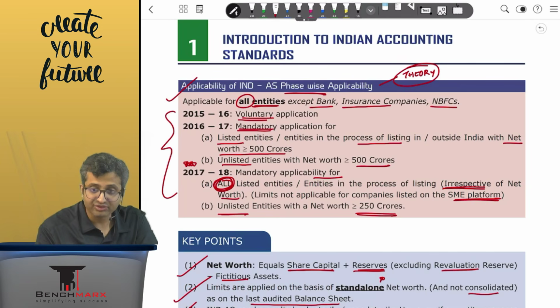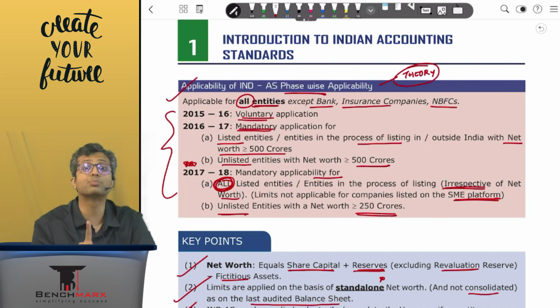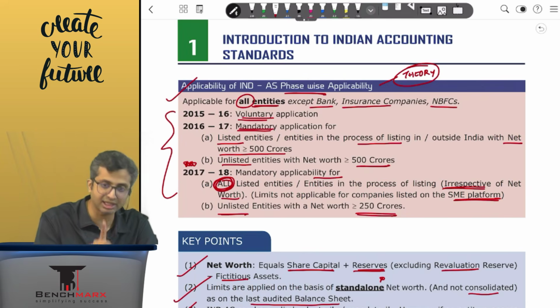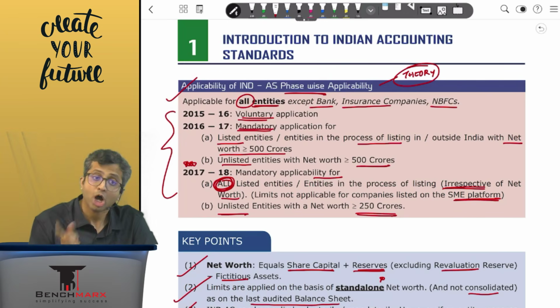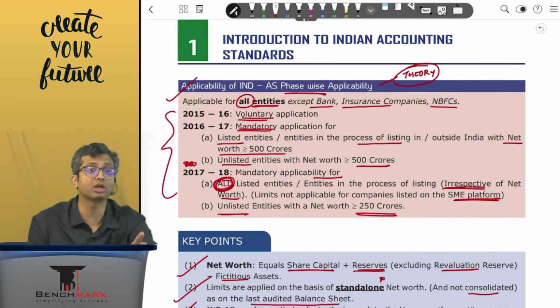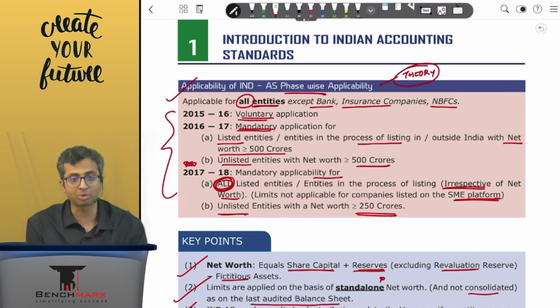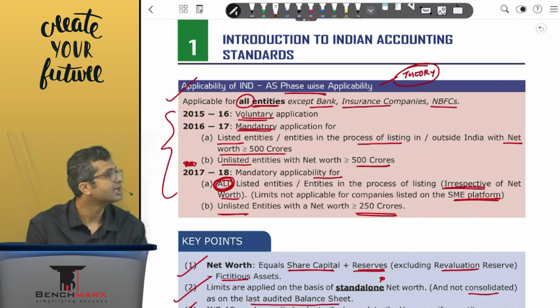In NBFC, voluntary application is prohibited. If you are a smaller NBFC, you cannot go out and say, no, I want to adopt Ind AS. No, you cannot. RBI clearly said, ये limits है तो ये limits है. यही apply करेगा. Other than that, no one can apply. Voluntary application is possible for regular companies. Voluntary application is not possible for NBFCs. Voluntary application is not possible for banks or insurance companies. Are we clear with this?